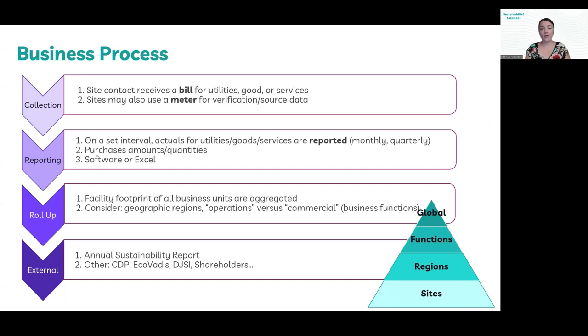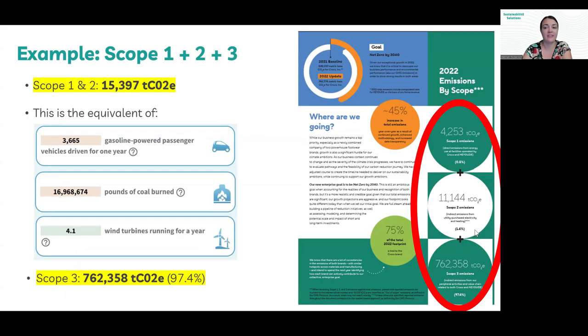Then I would hope, if you're going through all the trouble of doing these calculations, you would actually share it either internally or externally. So your company may develop an annual sustainability report, or it may have other disclosure frameworks that it needs to report to, or customers, especially if you have corporate clients, may start asking more and more from their suppliers for these kinds of metrics. So that is the business process.